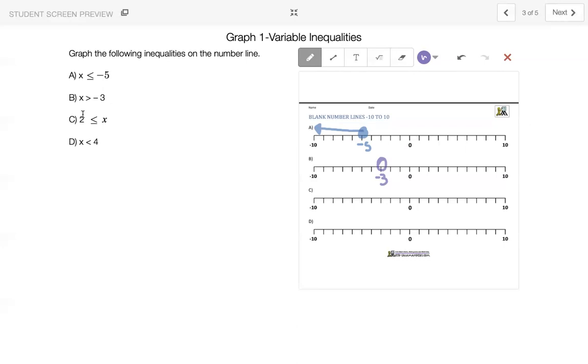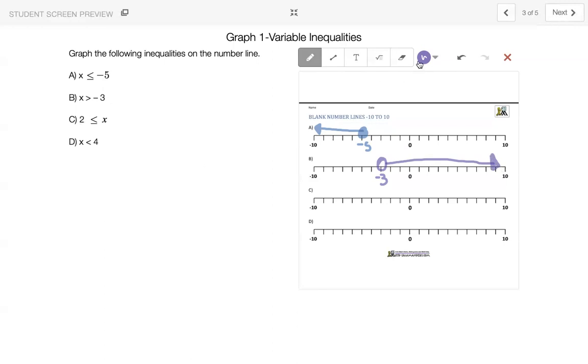Now determine which way I'm going to point my arrow. This time it's greater than, so it's all the numbers that are greater than -3. So I'm going to take this arrow and draw a line to the right showing that my graph is showing all numbers that are -3 or greater than. And that's my solution for B.